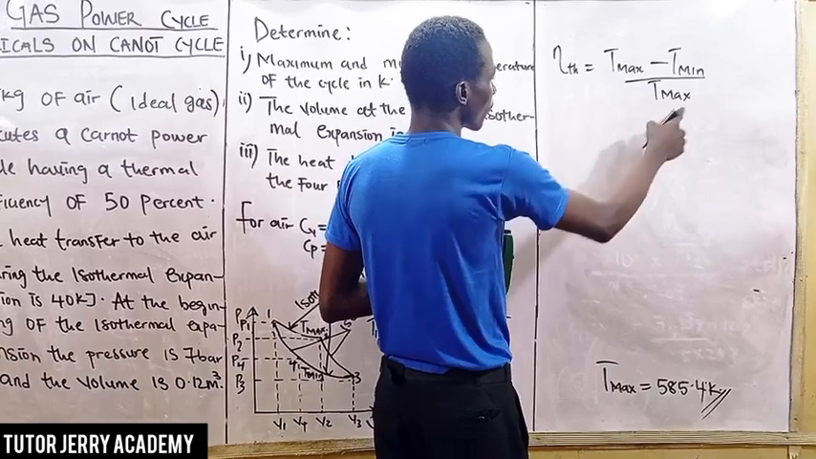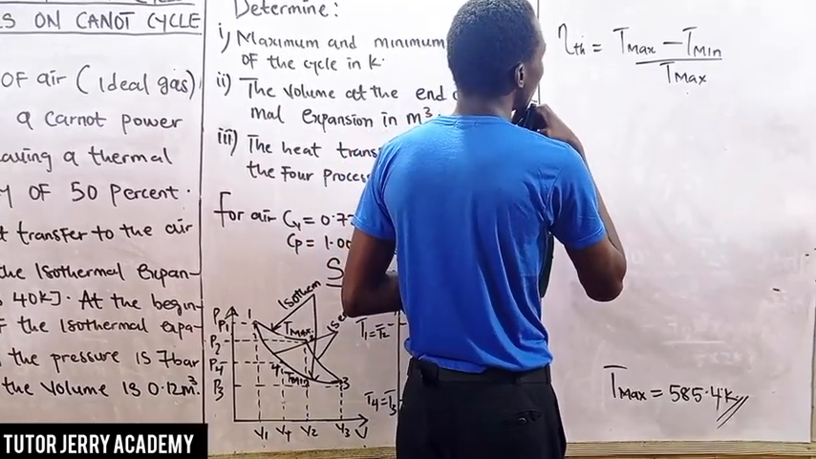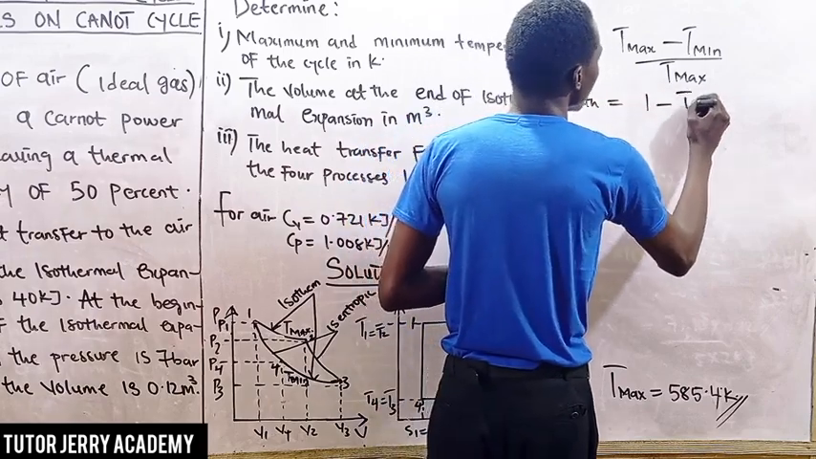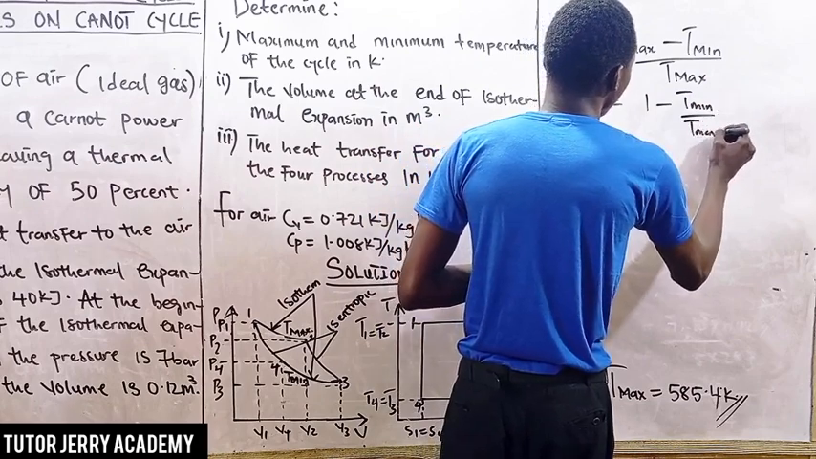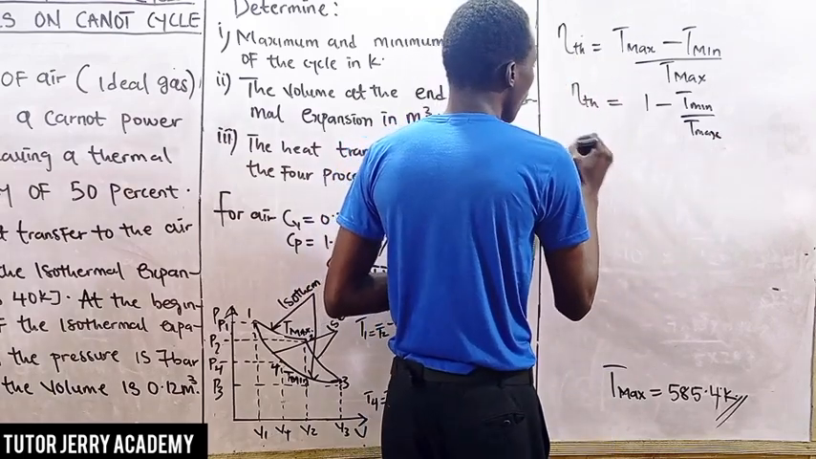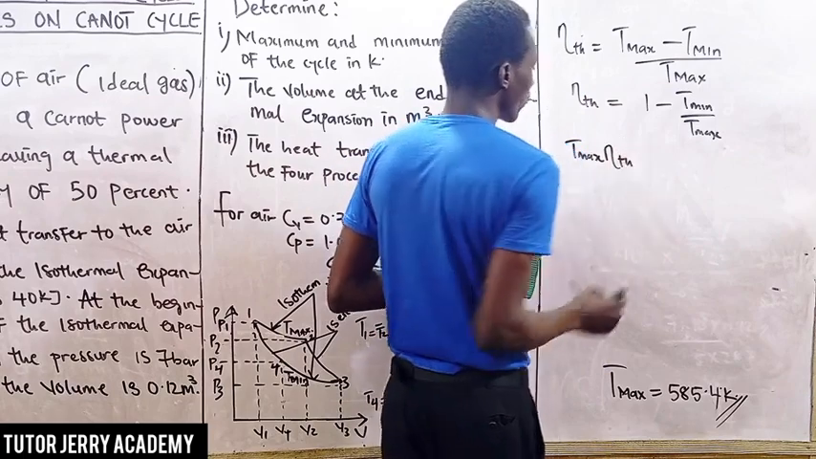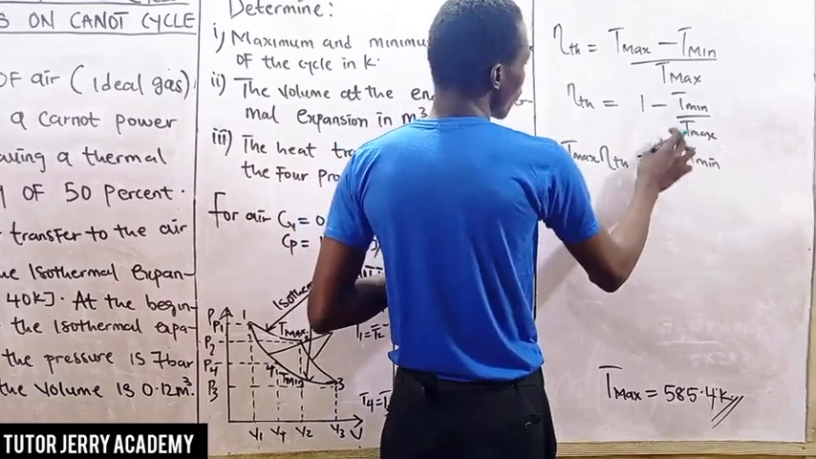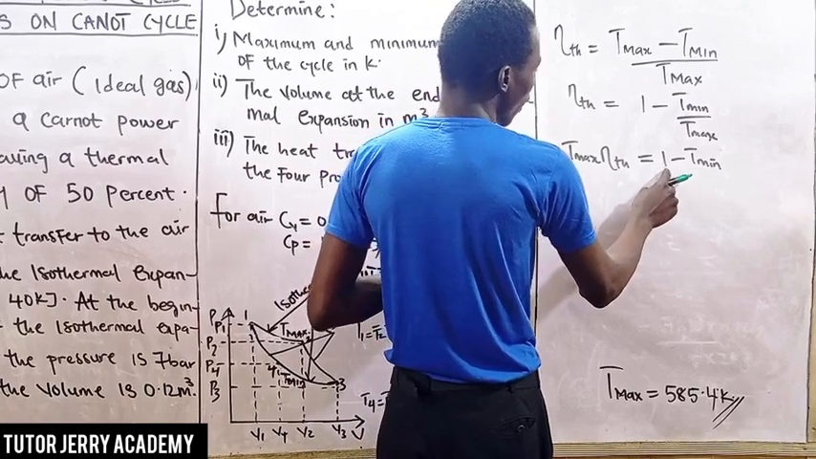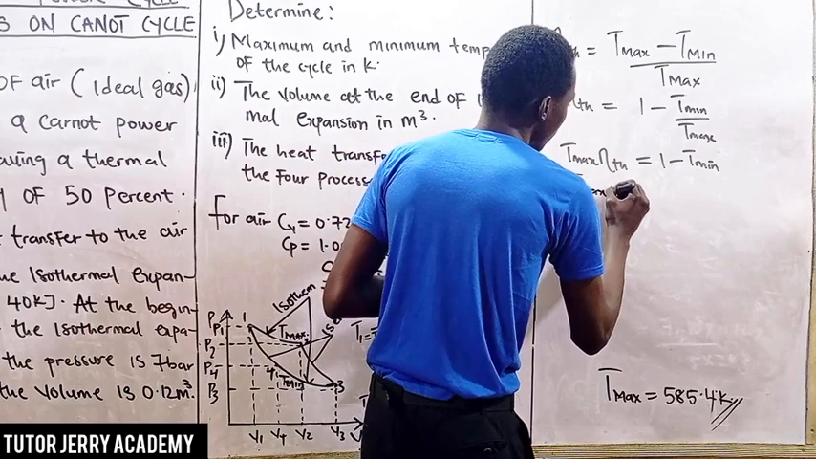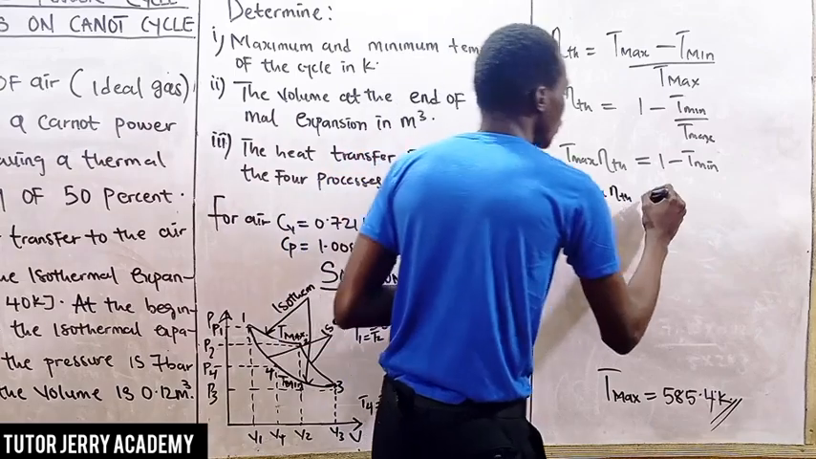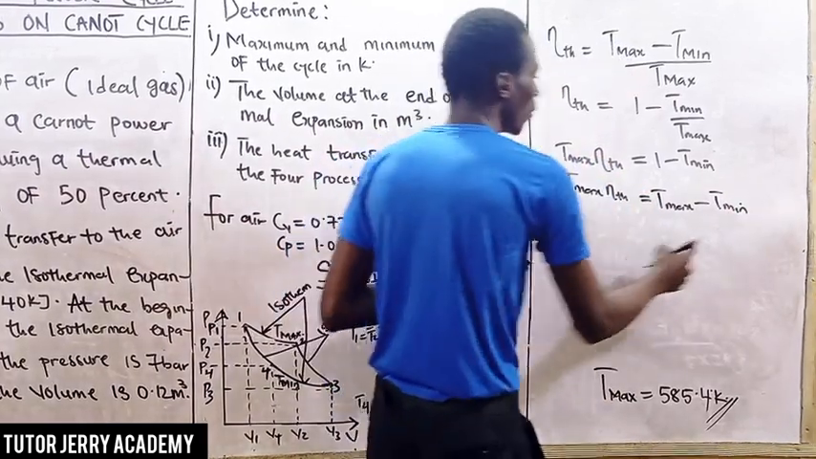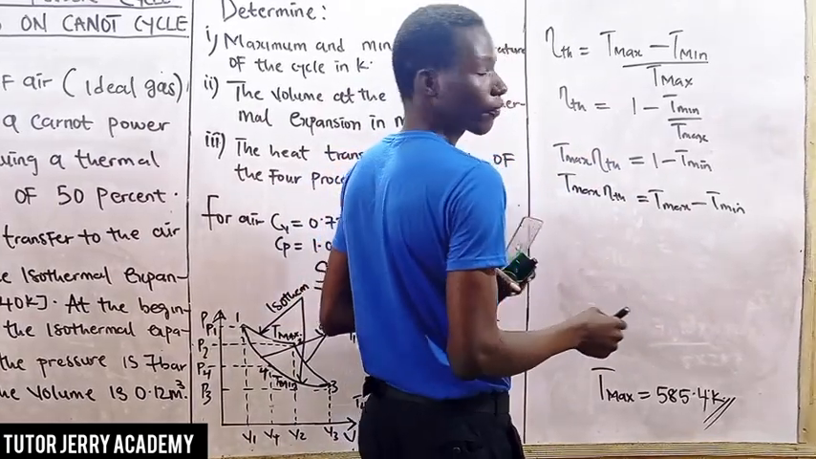First, we can make our minimum temperature the subject of the relation here. The efficiency will be equal to 1 minus T minimum all over T max. If I cross multiply, I will have T max times my Carnot efficiency equal to T max minus T minimum. Of course, we make T minimum the subject of the formula. I'm going to be taking T minimum to the other side.